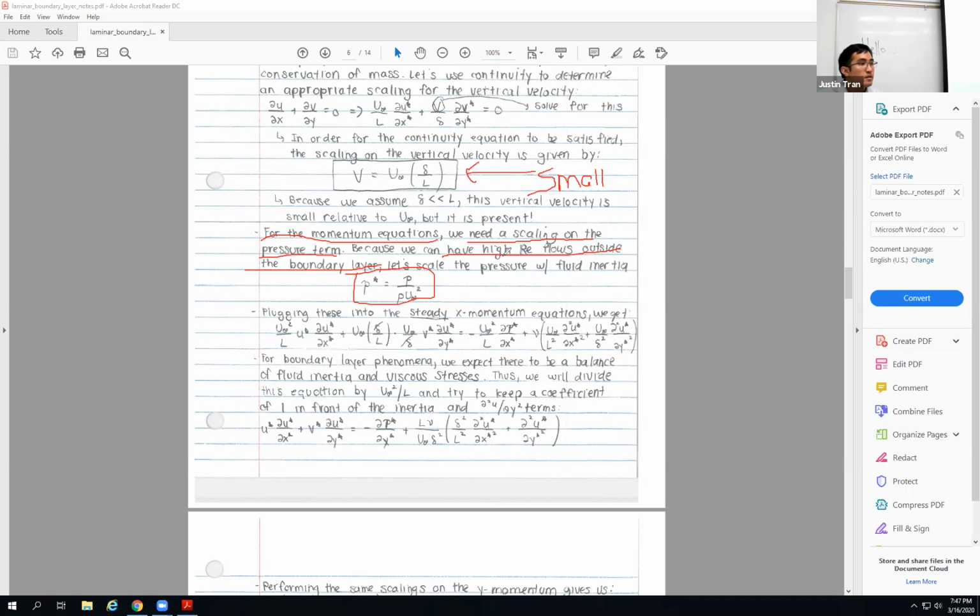Yeah. So is the top equation saying that in the inner solution, the velocity in the y direction has that type of relationship? Exactly. Yeah. So the question was about the inner solution. What we're saying is that the vertical velocity will have this kind of relationship. In the outer solution, we actually have no vertical velocity because we don't have a boundary layer that's developing. So this V equal to U infinity delta over L is only valid in the inner solution. Okay.